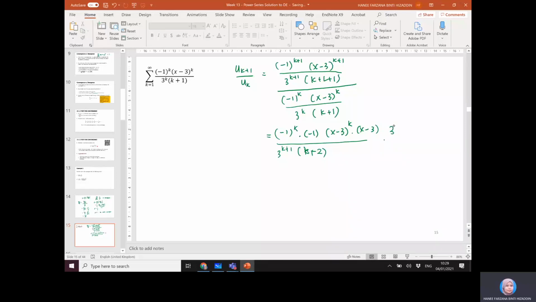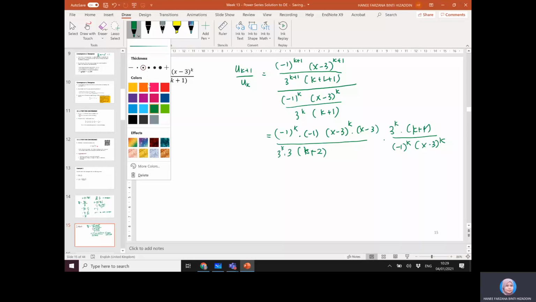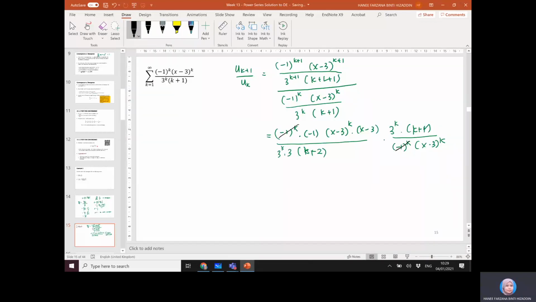And here it becomes 3^k times (k+1), and then (-1)^k times x. Here the 3^(k+1) you can also further simplify to 3^k times 3. Now you can see there are terms that you can eliminate. I'm going to change the color. So you can eliminate this one, and this one. You can also eliminate this 3^k. I think that's all that you can eliminate.